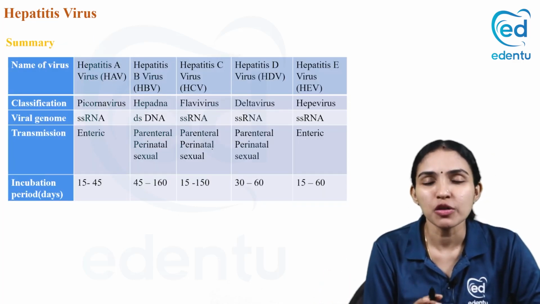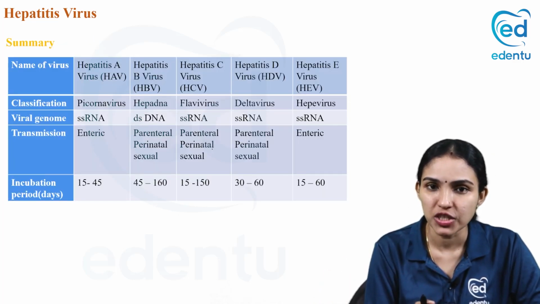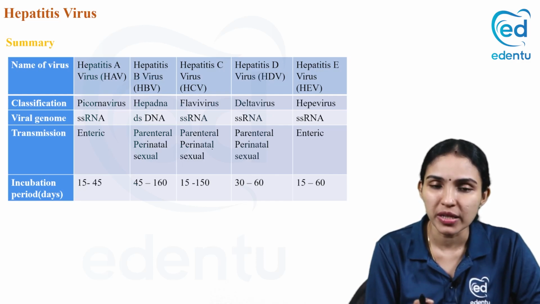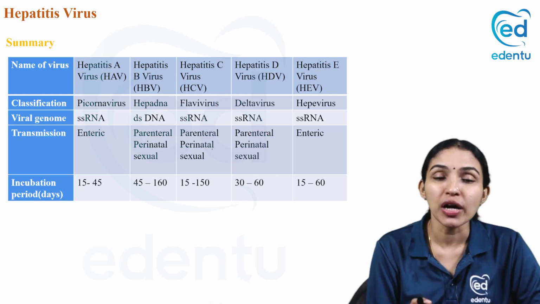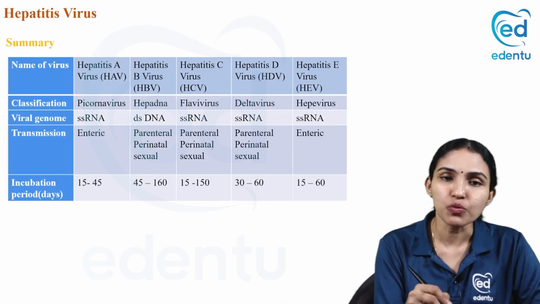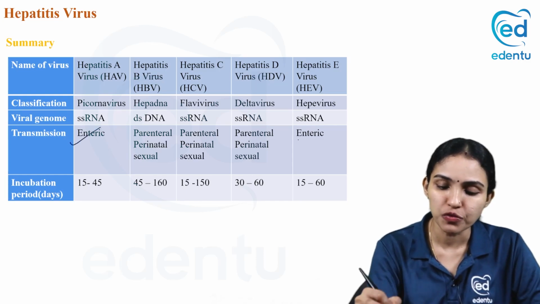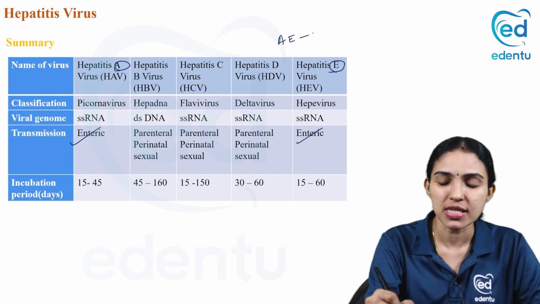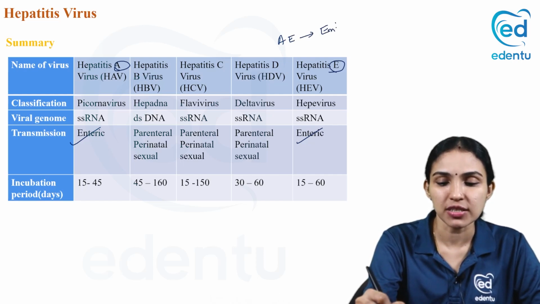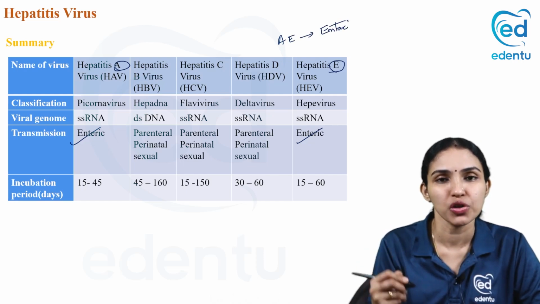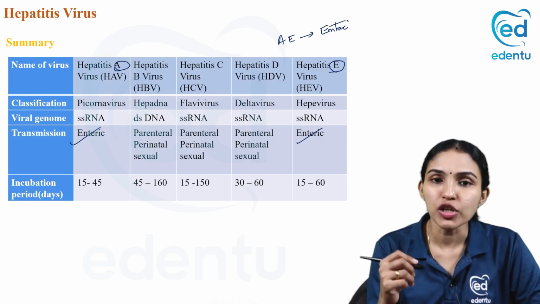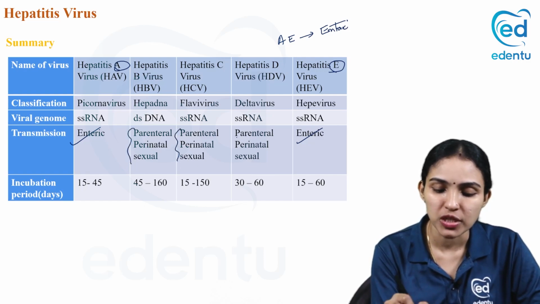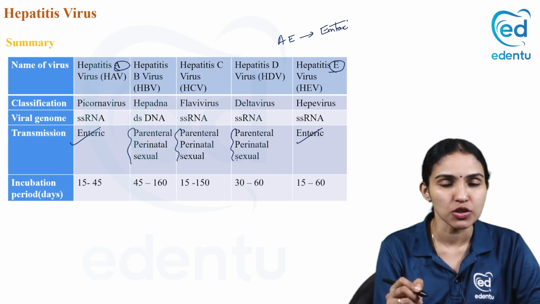So coming to a summary of the hepatitis viruses, we have 5 types of viruses. You know the family, you know the nucleic acid, and you have to remember the mode of transmission. Which are the viruses that have an enteric mode of transmission? A and E. A and E cause infection by the enteric route, through food and water, the fecal-oral route. And what about the other three? They have similar modes of transmission: parenteral, perinatal, and sexual.